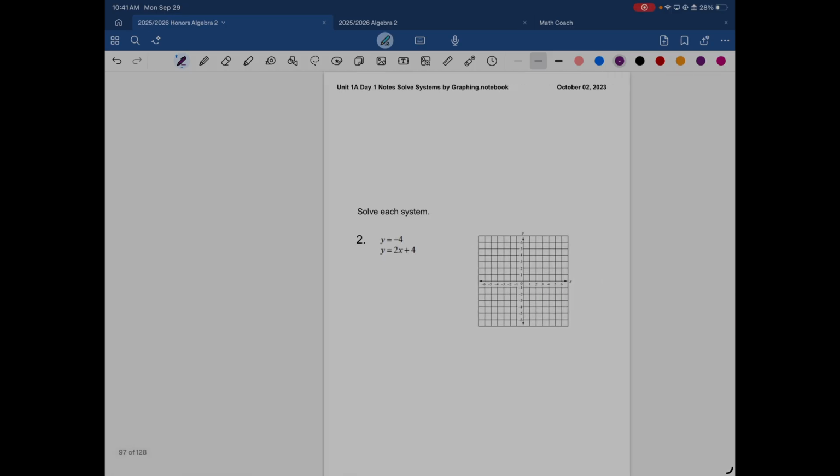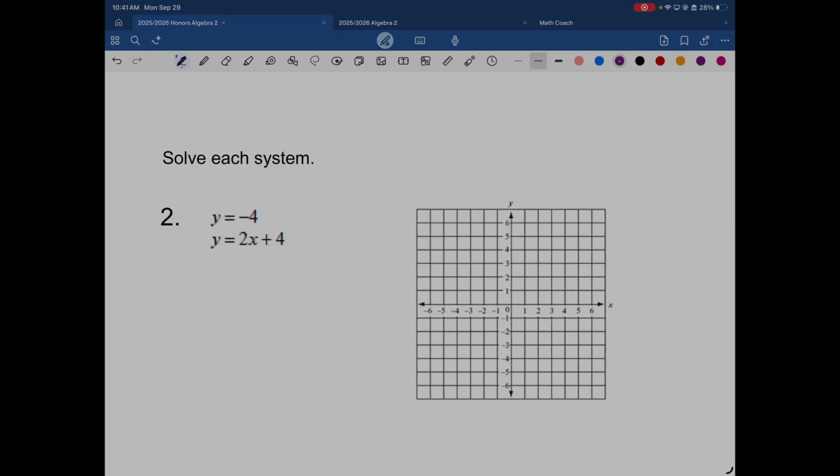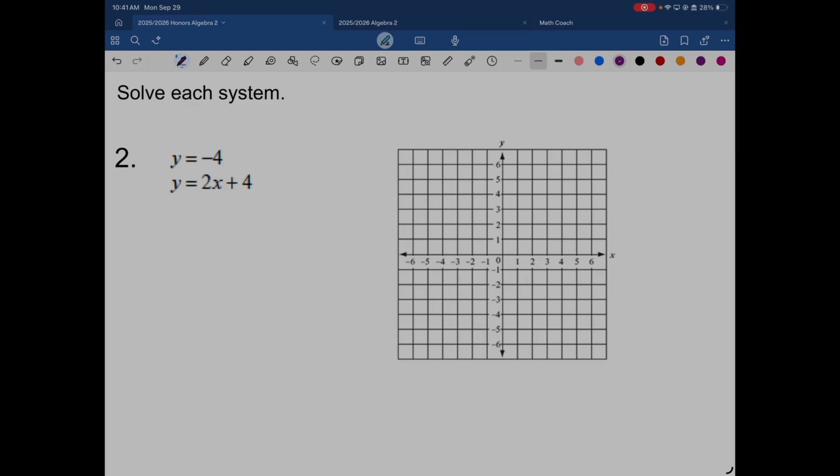So let's get another one. Okay, so let's look at y is equal to negative 4 and y is equal to 2x plus 4. We're going to solve this system. We should be able to figure out what the y is. Y is already given to us. Start with the first one. Y equals negative 4.